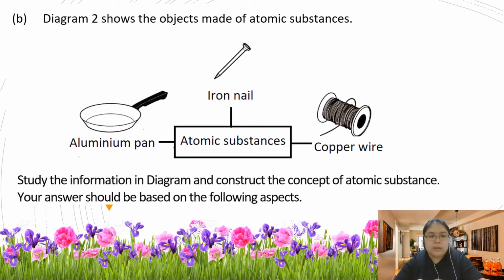Okay, B. So this one is a question for essay. Just now was 4 marks, so this one must be the 6 marks. Okay, they give you the diagram. There's atomic substances. They give you examples: we have aluminium pan, iron nail, and copper wire. So from here, you need to study the info from the diagram and construct the concept of atomic substance. Your answer should be based on the following aspects. Okay, let's see what the questions are.